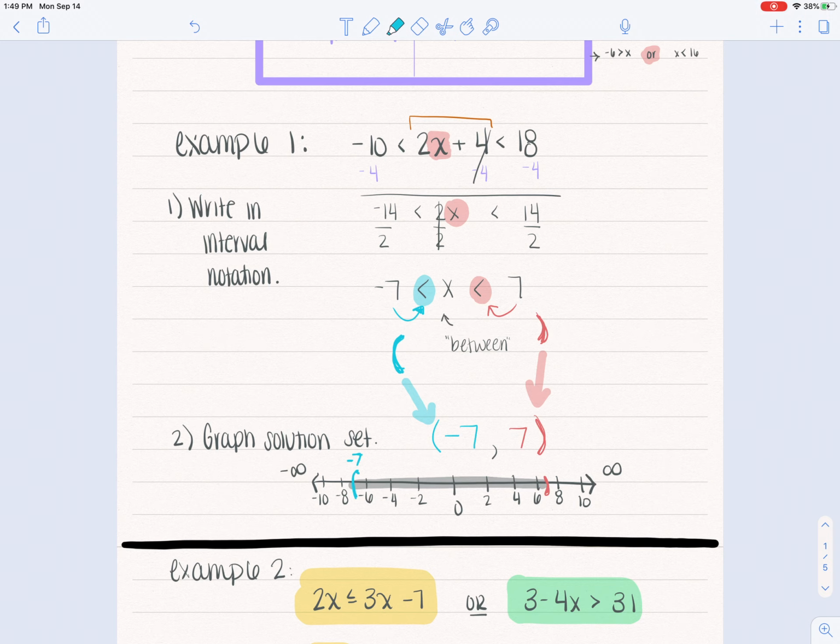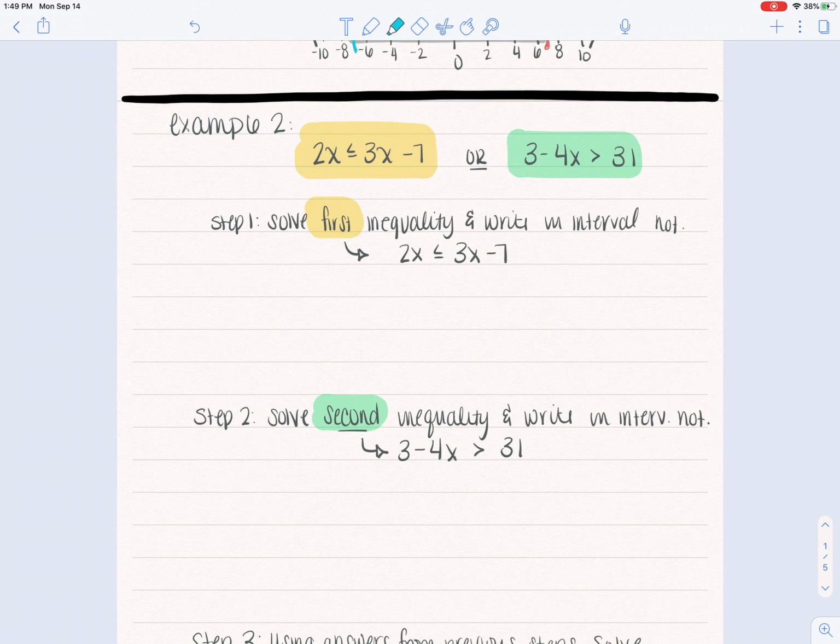Here's example 2. Example 2 is 2x less than or equal to 3x minus 7, or 3 minus 4x is greater than 31. So in ALEKS, they're going to ask me several different steps. Step 1 is going to say solve the first inequality and write it in interval notation. So I went ahead and wrote down the first inequality. Well, to solve this, I would recommend moving all the x's to the left because it's going to make it easier on you when you go to graph it.